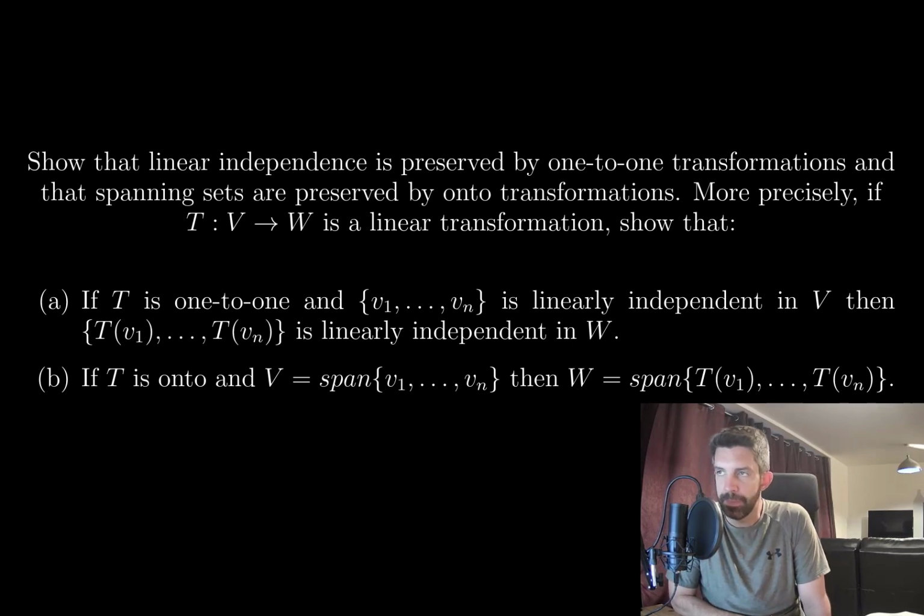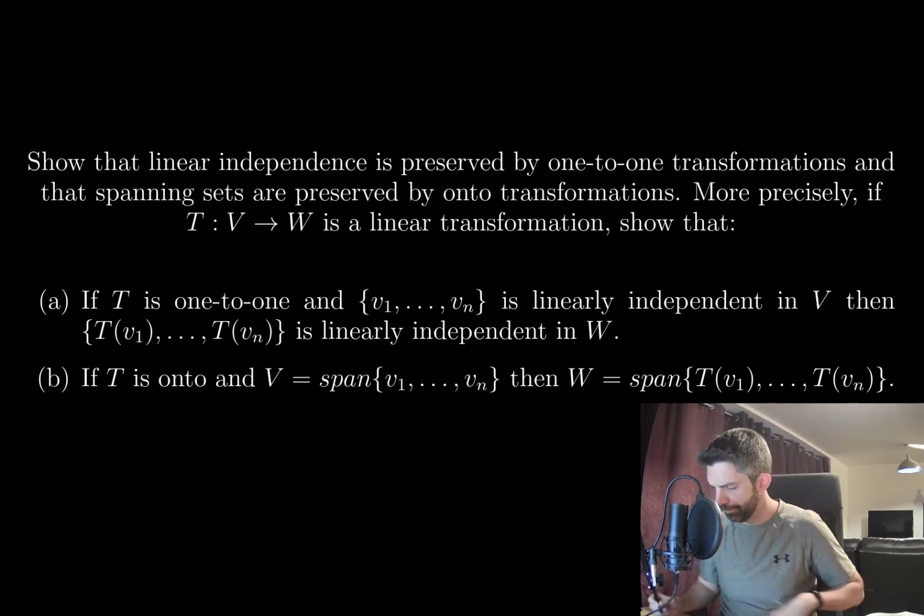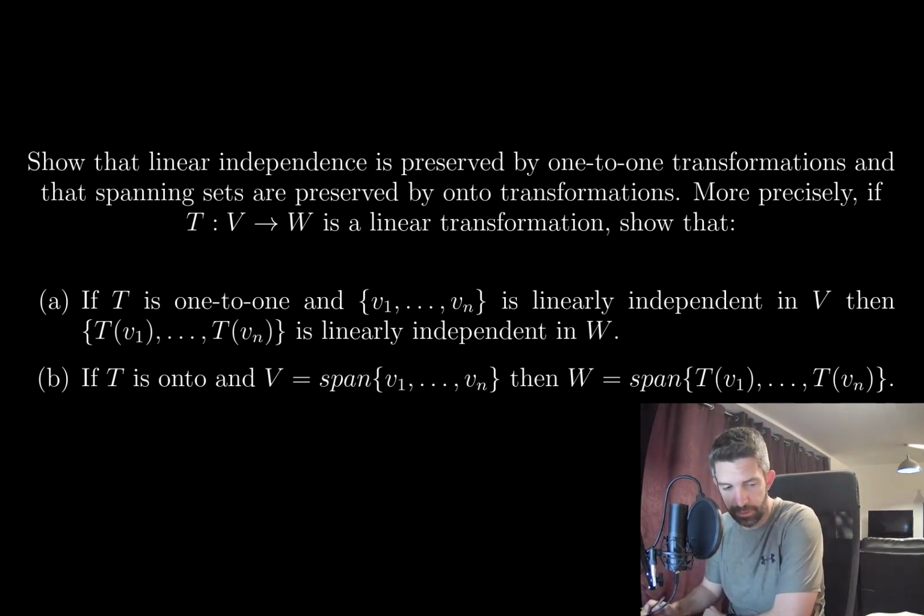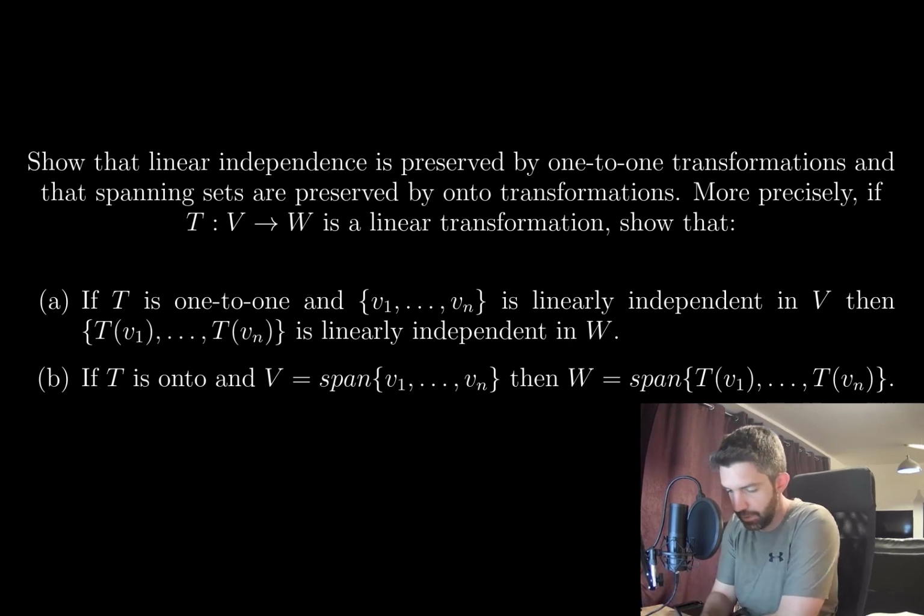Okay, so I think this is just going to be playing around a lot with the definitions of one-to-one and onto, linear independence, span, and all that stuff. It's been a long time since I've seen the phrases one-to-one and onto, but those, of course, mean injective and surjective.